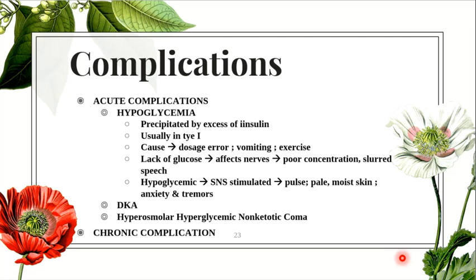The other acute complications are diabetic ketoacidosis and hyperosmolar hyperglycemic non-ketotic coma. There are chronic complications also which happen in the eyes, the kidneys. So we will discuss them as we go on.